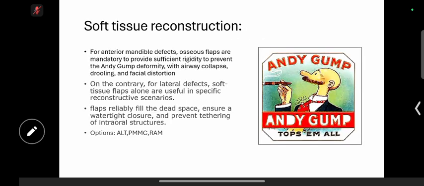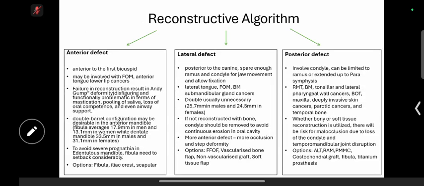Coming to the soft tissue reconstruction, for anterior mandibular defects, osseous flaps are mandatory to provide sufficient rigidity to prevent the Andy Gump deformity with airway collapse, drooling of saliva, and facial distortion. On the contrary, for lateral defects, soft tissue flaps alone are useful in specific reconstructive scenarios. Flaps reliably fill the dead space, ensure a watertight closure, and prevent re-entering of intraoral structures in lateral defects. So the options for soft tissue reconstruction are ALT flap, PMMC, and rectus abdominis flap.